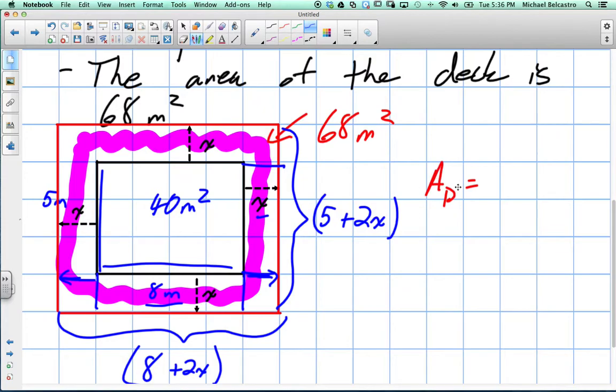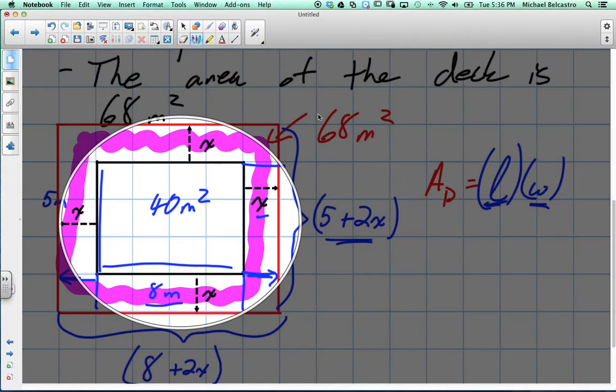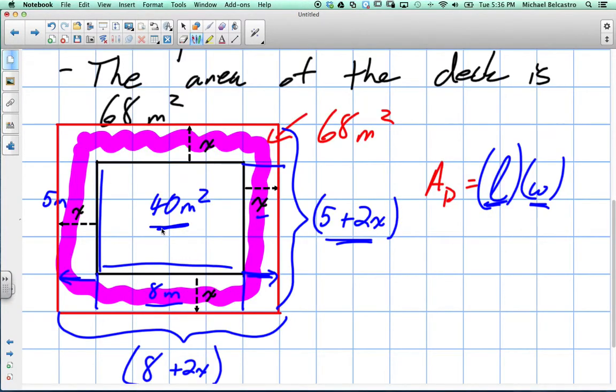But let's think about this. The area of a deck will be our length times our width. And our new formula, our width is this value, and our length is this value. So our new area has to actually include everything. It has to be that entire shape there. So not only is the inside 40, but the outside is 68. We need to put the two of them together.